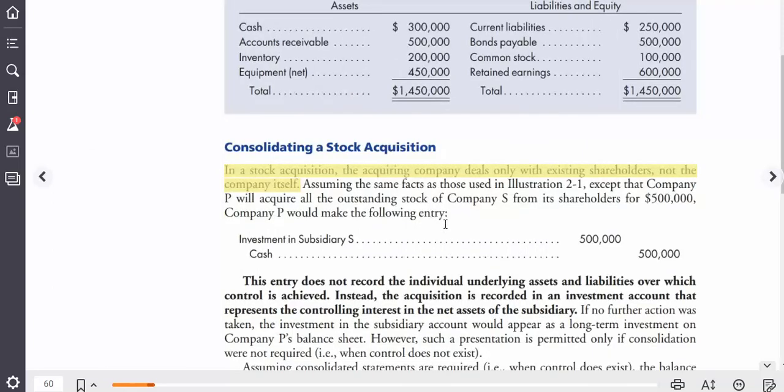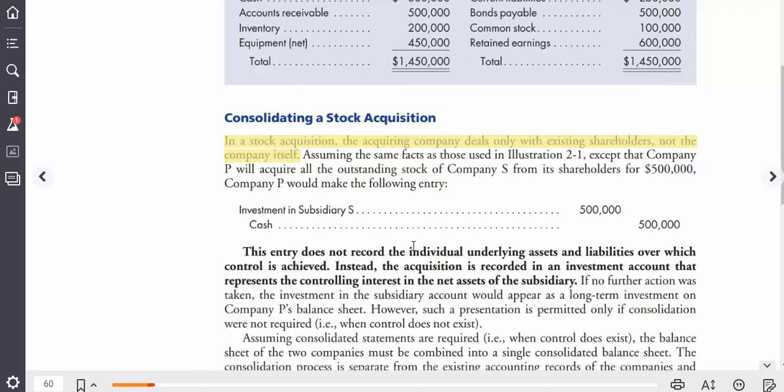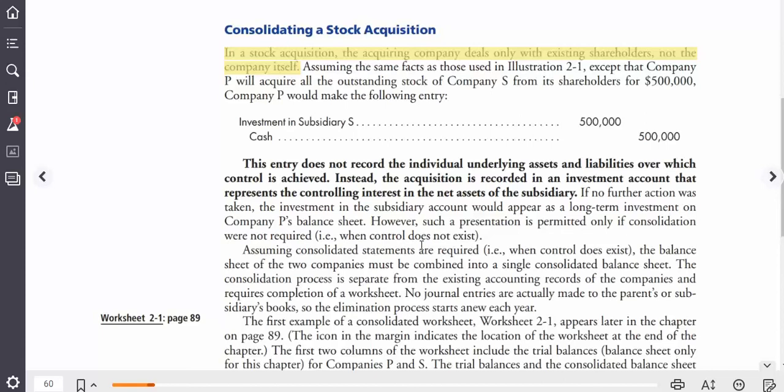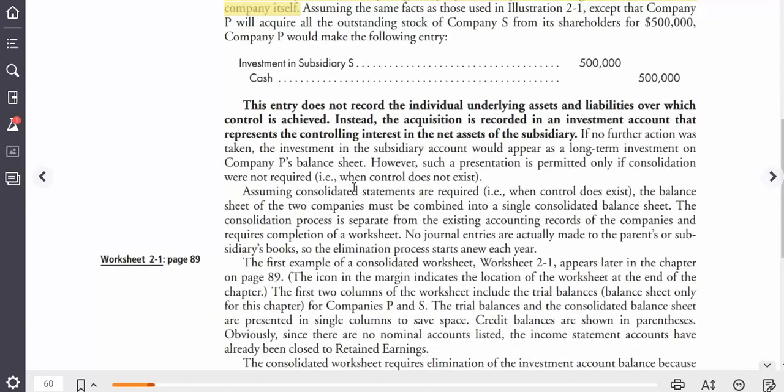However, chances are there is control over S, especially if you bought all their stock. If that's the case, then you have to do a consolidated set of financial statements. And in a consolidated set of financial statements, we need to take things away. We need to make the two companies look as one. We need to put everything together as one, and areas where there might be overlap or double dipping, we need to get rid of that.